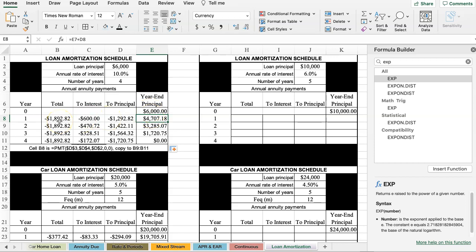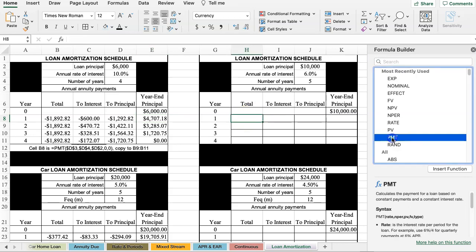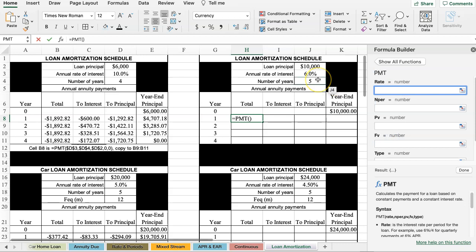So if I would want the payment function, I'd have the rate, and I'd put the dollar signs in front of each of the variables to lock it in. Because I want to pull this formula down later.